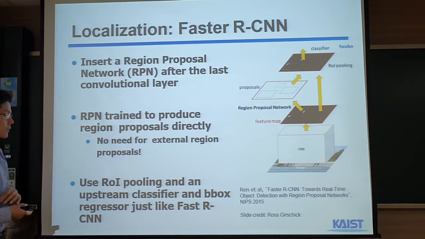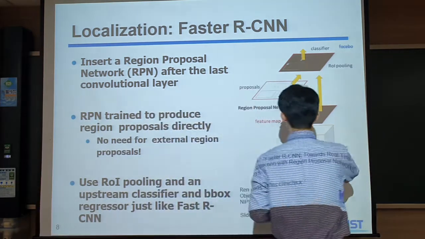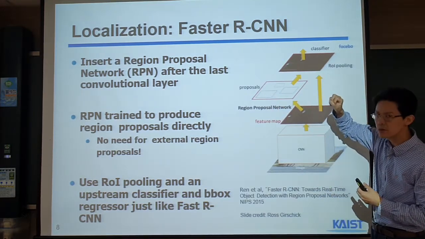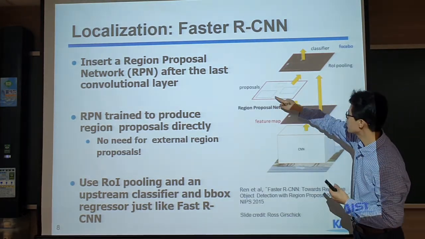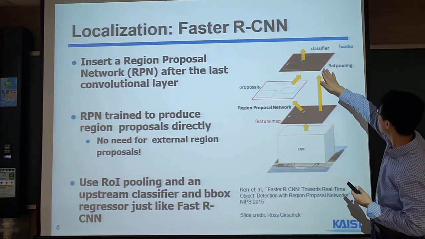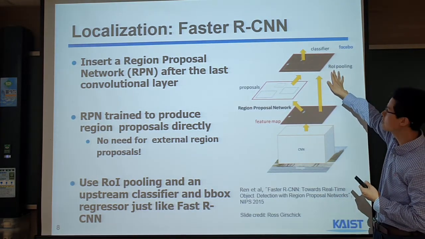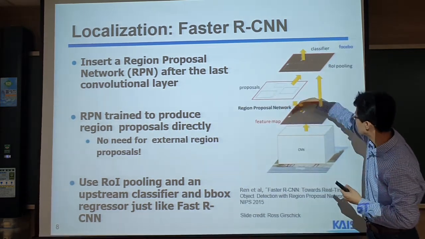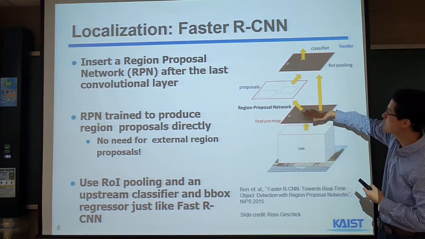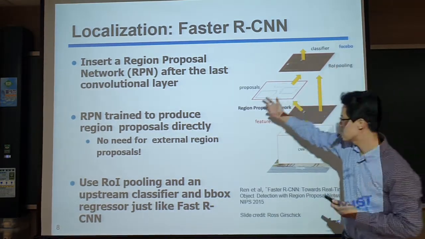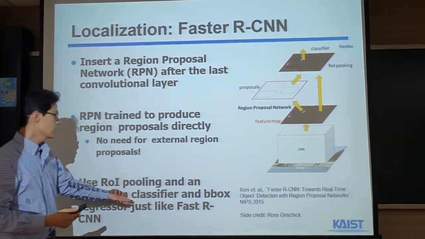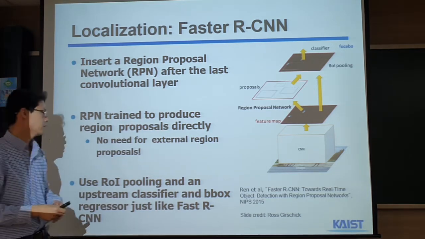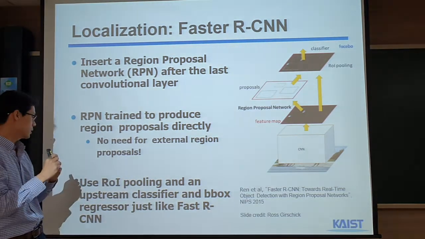Once we get this proposal, we want to extract the features only from those regions, right? Here the ROI pooling, the region of interest pooling, is nothing but extracting the features only from this region of the CNN feature map. Based on that, we do classification, saying whether we have an object or not for each region. Also, we have a bounding box regressor.